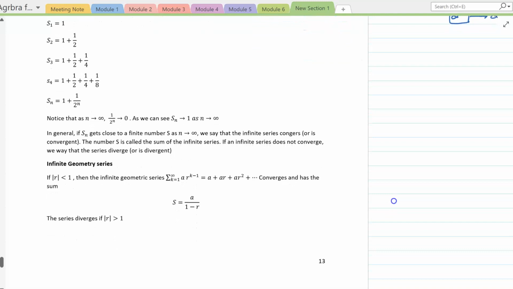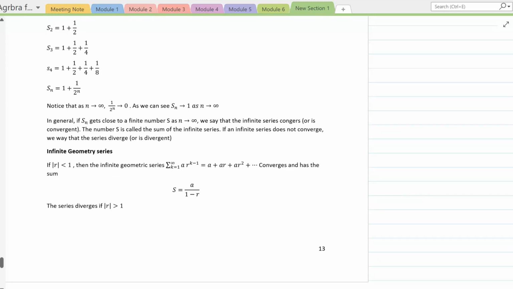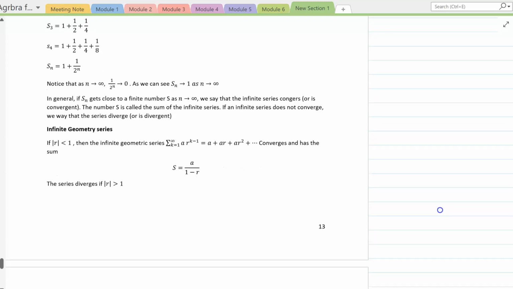So in general, if s of n gets close to an infinite number s as n goes to infinity, we say that the infinite series is converged, or convergent. The number s is called the sum of the infinite series. If an infinite series does not converge, this means that it's diverged. Okay, so let's take a look at this.